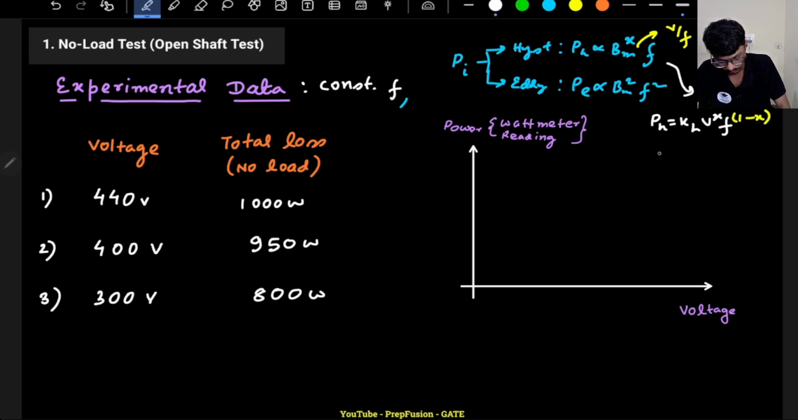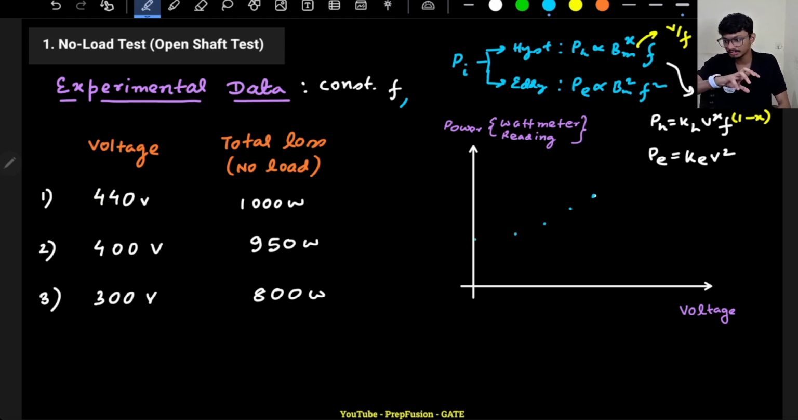Okay, then your Pe is basically, if it is V square by f square, so f square will get cancelled out, so it will be solely dependent on V square. So I'm getting two equations. I will change my voltages and I will plot the data. At one voltage I will have this loss, in another voltage I will have this loss, right? In another voltage I will have this loss, and at 0 voltage I will have a loss.